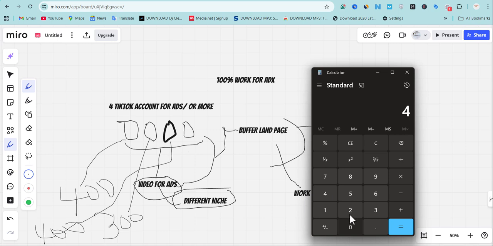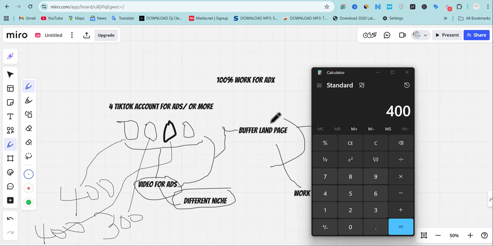Depending on the budget you are running, let's say for example you set up 4 TikTok accounts and set up 4 different ads in those 4 TikTok accounts, in different niches, going to match content. Those video ads should match the content you have on your website. That's the main important key.